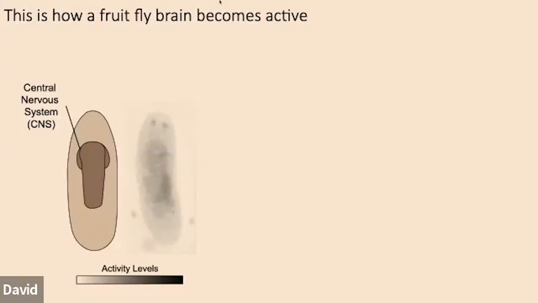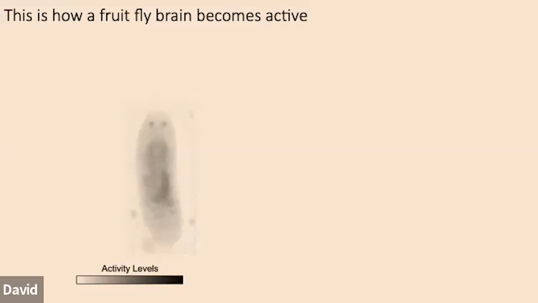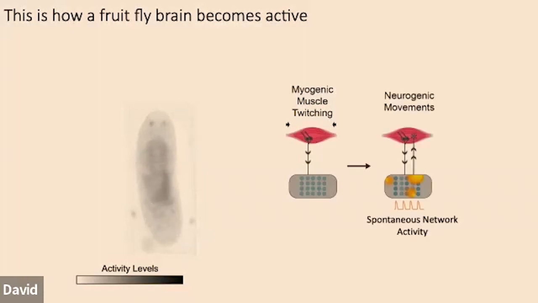So we're looking at a single Drosophila embryo, fruit fly embryo. That's when the nervous system becomes active. And here, you can see first there are these movements, but you don't see any neural activity within the CNS. These are myogenic movements, so the muscles contracting on their own. Then you will see how the nervous system becomes active, and this is spontaneous network activity. And this correlates with movement. So now the nervous system takes control of the muscles.